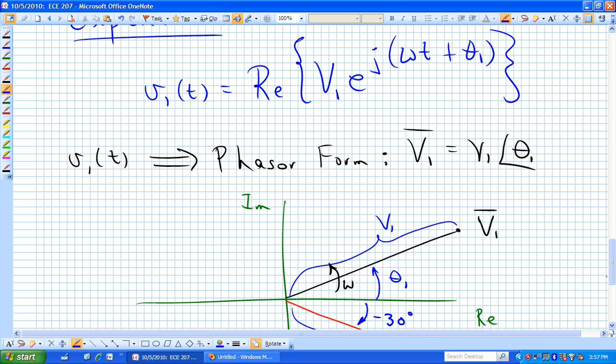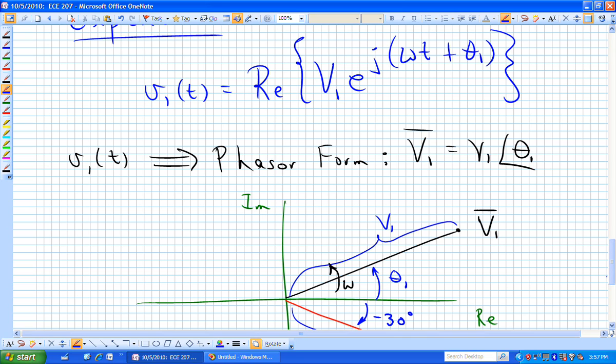We know they're all spinning. They're all oscillating at omega. We now want to know how they are oriented or related one to the other. And so if the current is lagging the voltage, we know what that means. It's now behind it. Or if the current is leading the voltage, we now know what that means.